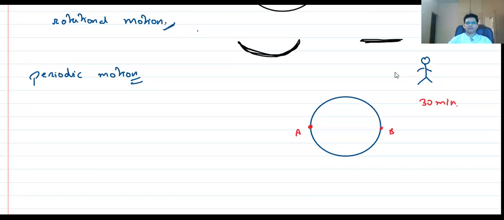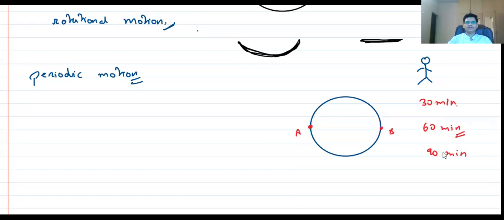What will be your displacement? Zero, right? Because the starting point and end point are the same. Now, what about after 60 minutes? Where will you be? Again the same point A. After 90 minutes, same at point A, yes or no? So I can say that after every 30 minutes, you will reach the same point.